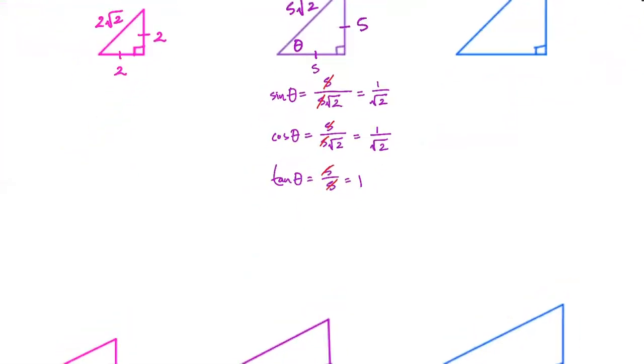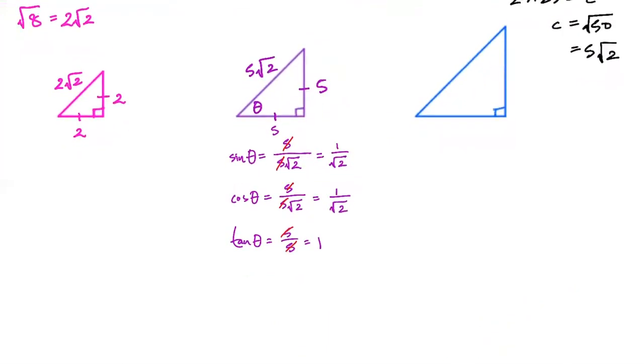And let's say, for argument's sake, that we have our theta in the same place again. Let's find sine theta, cosine theta, and tangent theta, okay? So I'll give you a moment to write those out. What's your sine theta? What's your cosine theta? What's your tangent theta? And then if you can simplify the same way we did with the purple triangle, go ahead and do that.